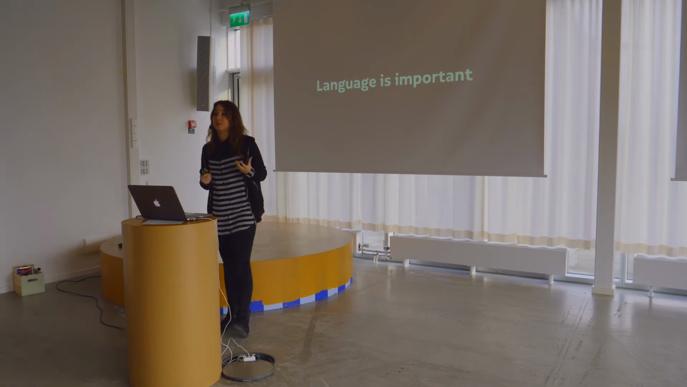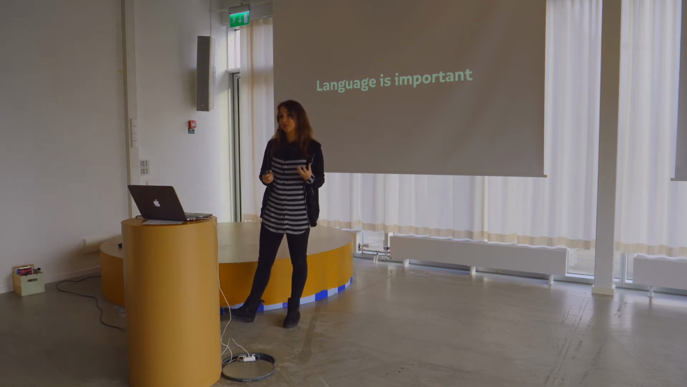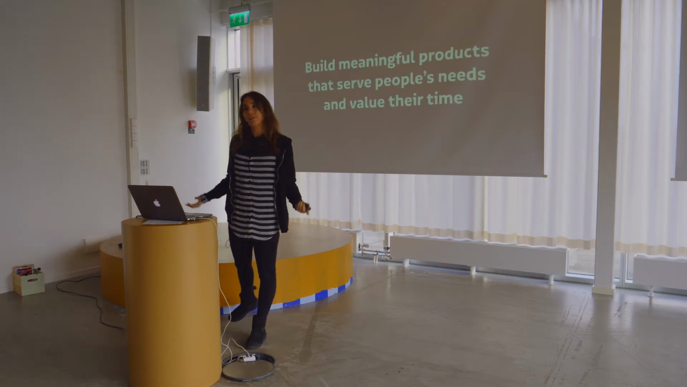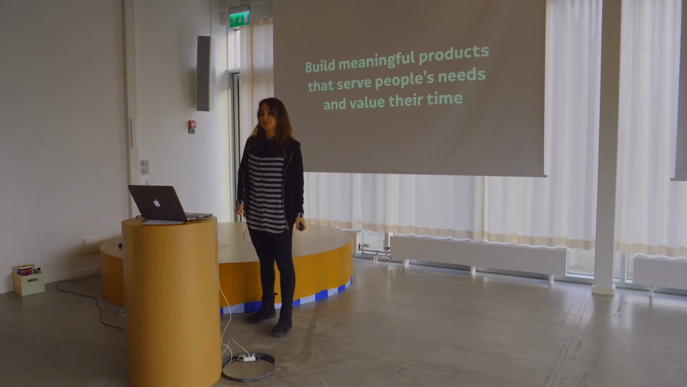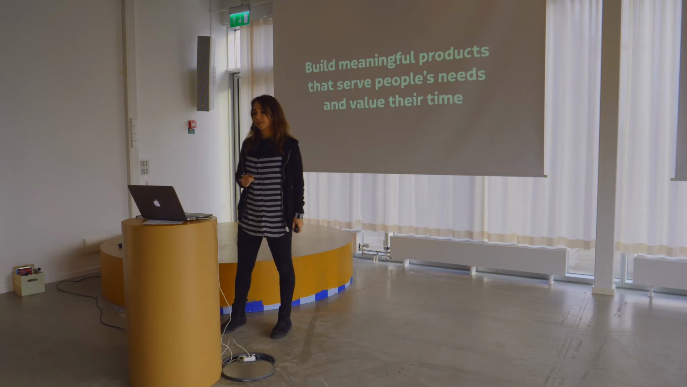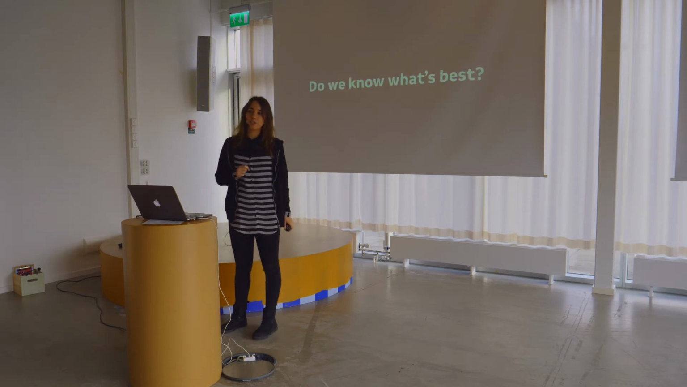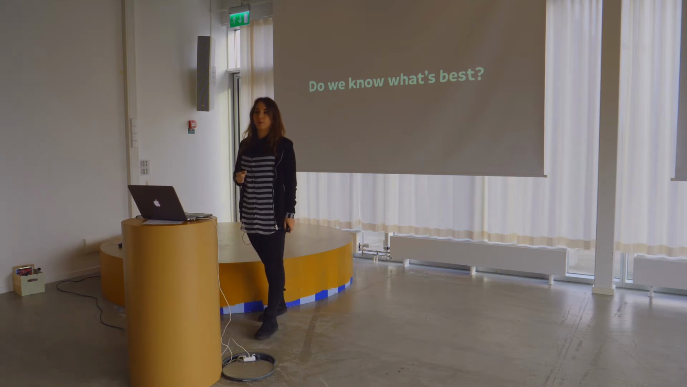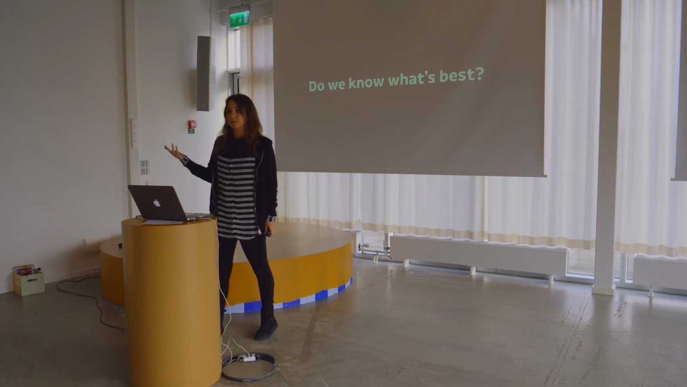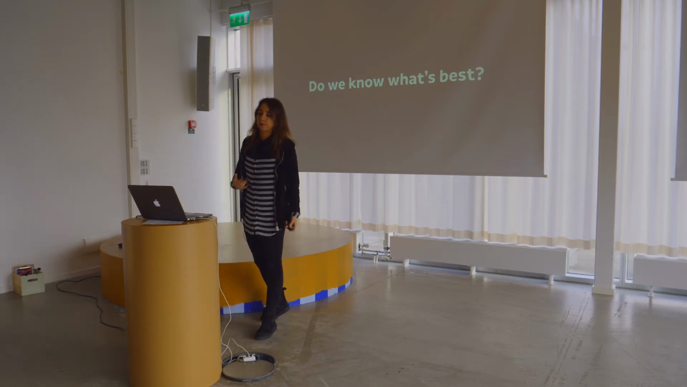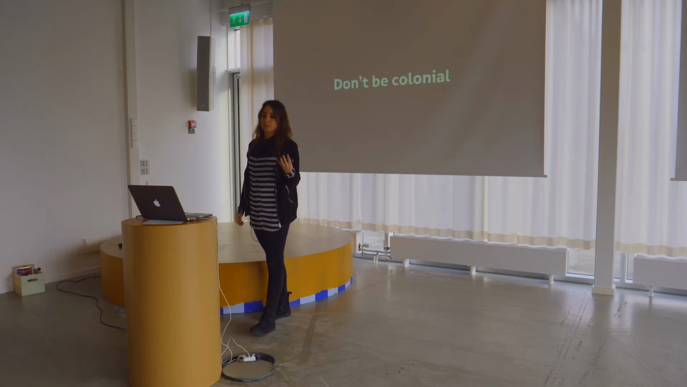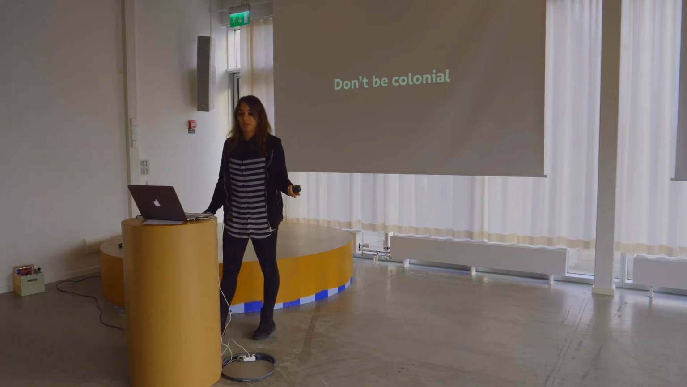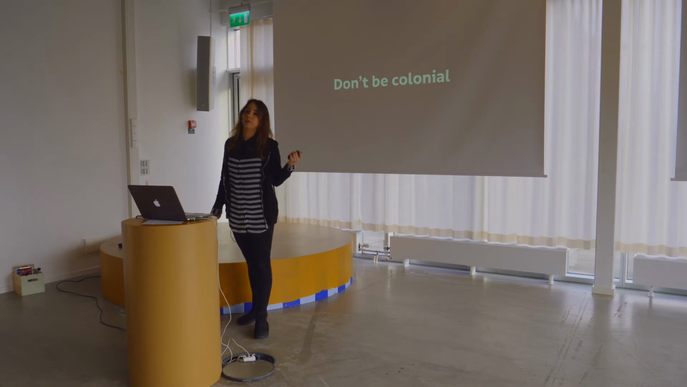And language in this area is incredibly important because it's how we communicate these issues, and how we communicate the issues is how we start to act upon them. And above everything else, we need to build meaningful products that serve people's needs and value their time. And we've got to be cautious in assuming that we know what's best for people, particularly people with disabilities. Because it's very common that people will have an idea of what someone with a disability will need when they don't actually know, they haven't spoken to that person themselves. If we believe we know what's best for other people who have differing needs, we can be a bit patronising and often just wrong. This is sometimes referred to as being colonial design.